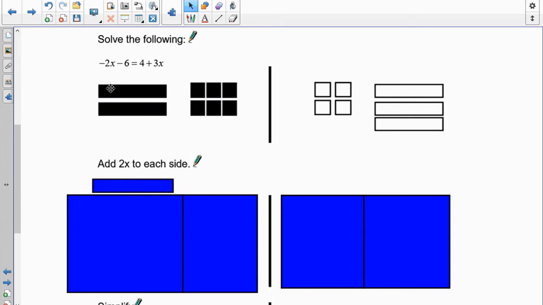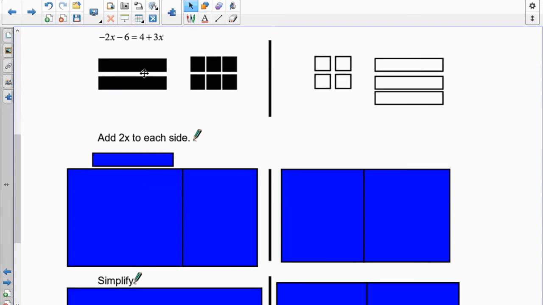Now this is a negative x. There's 2 of them. So if I add 2x to each side, then what will end up happening is I can then get rid of this. But whatever I do to the left side, I've got to do to the right. So I'd like you to continue this problem using that information I've just given you. I want you to draw the next set of tiles adding 2x to each side.